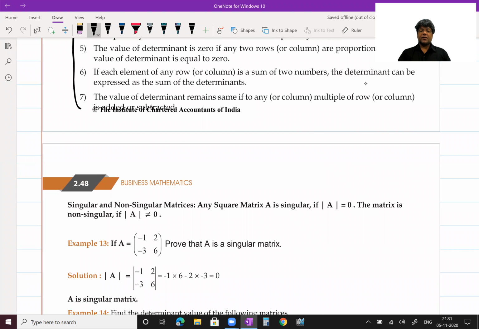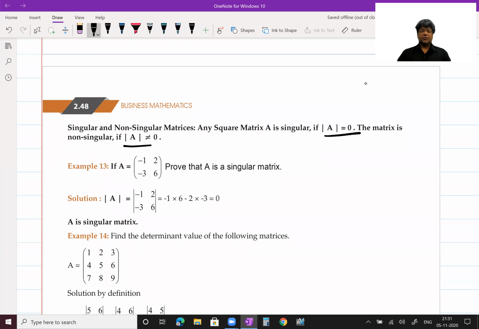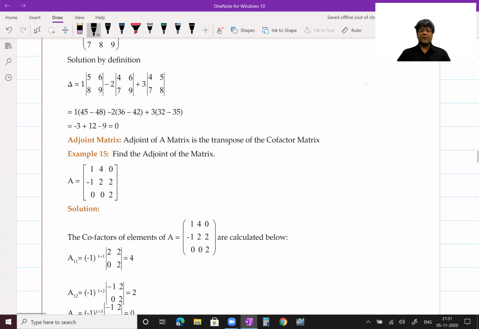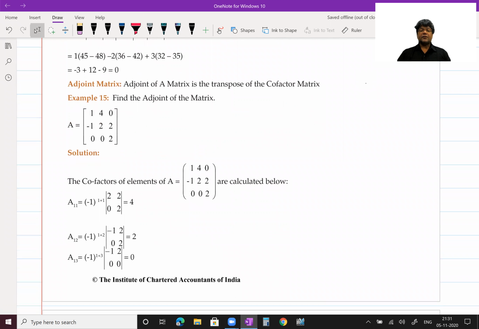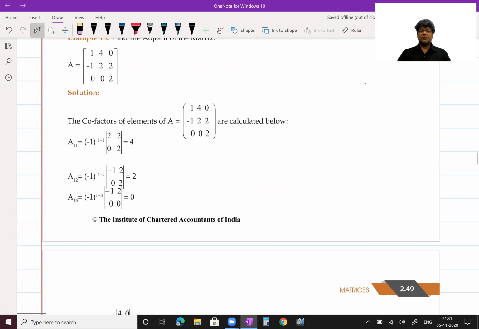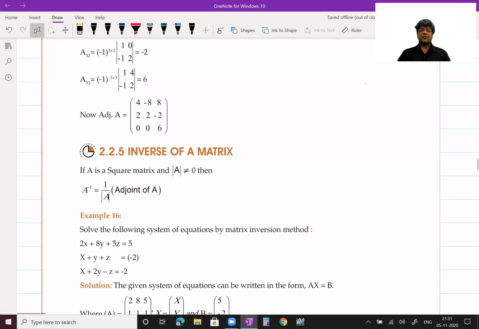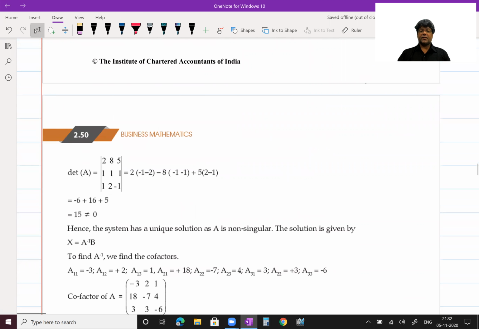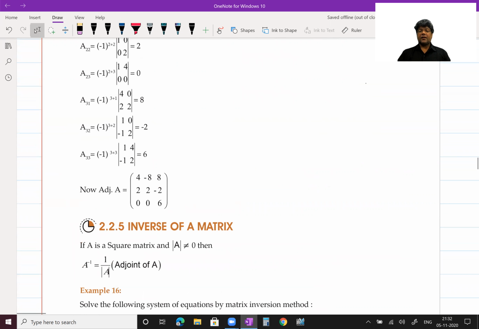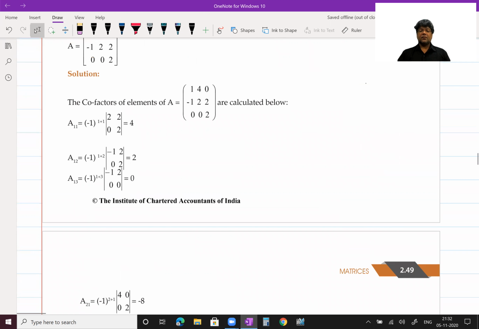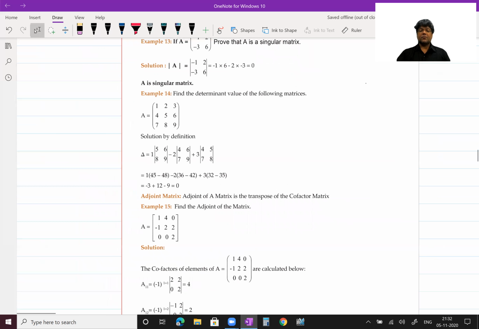See, singular and non-singular matrices. Any square matrix A is singular if delta is equal to 0. And the matrix is non-singular if delta is not equal to 0. These examples, guys, go by these examples. Adjoint matrix or adjugate of a matrix, then inverse. Okay, adjoint, adjugate, and inverse. And then Cramer's rule. We'll discuss about that now, guys.